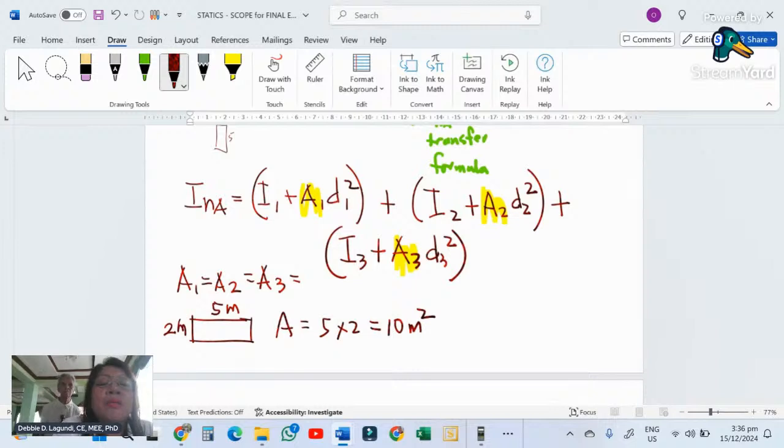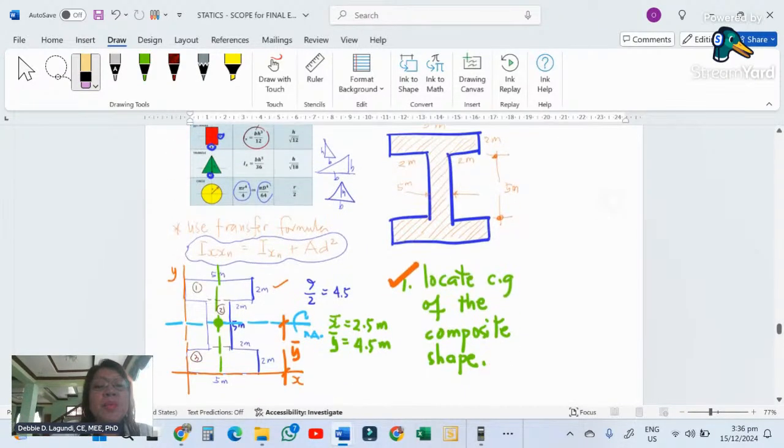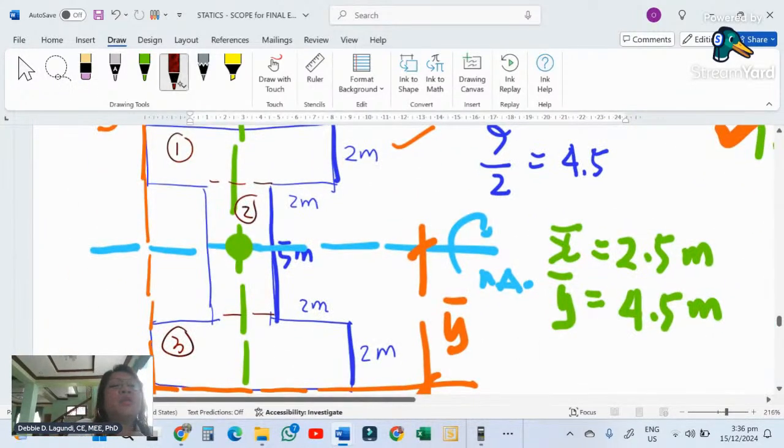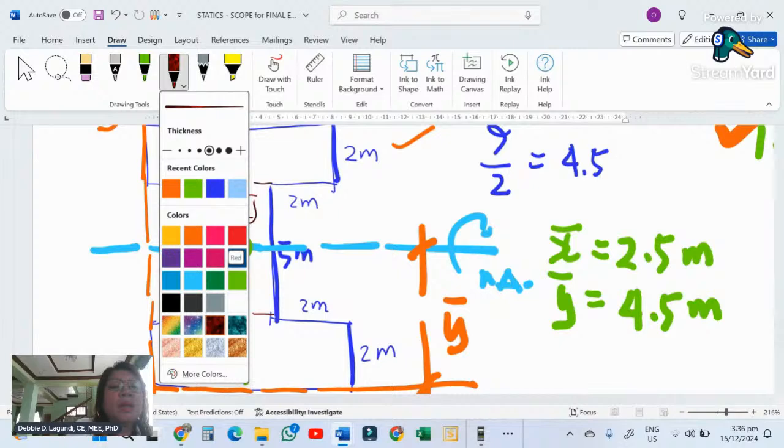Now, the struggle here is the D1, the D2, and the D3. But you have to listen very carefully. What is D1, D2, D3? The D1, D2, or D3 are the distances of the CG of the individual rectangles to the neutral axis. So let's go here and find out where is D1, where is D2, and where is D3.